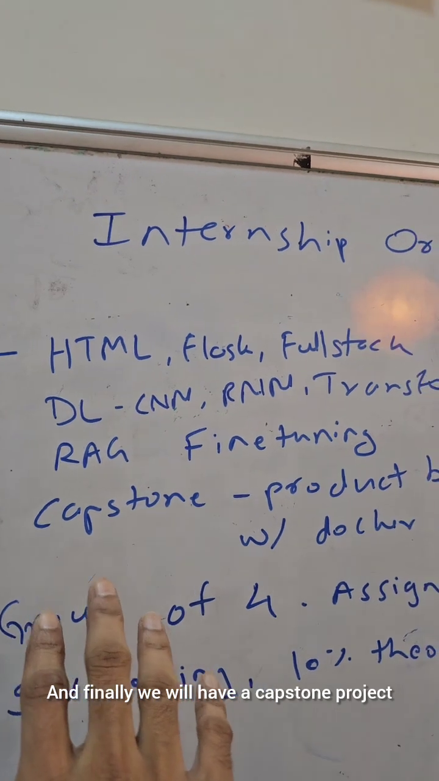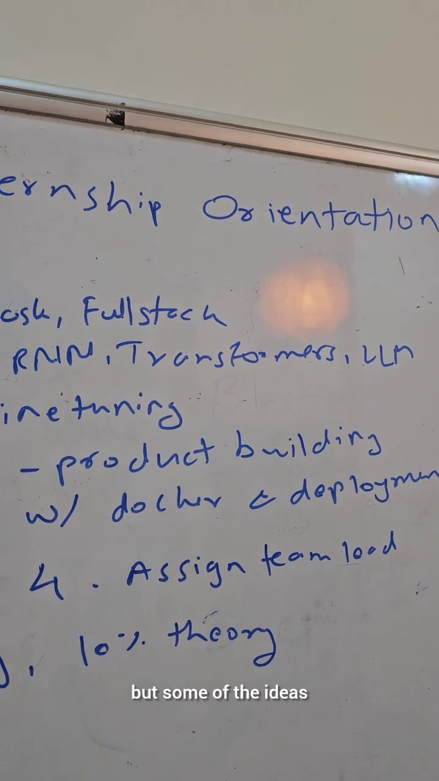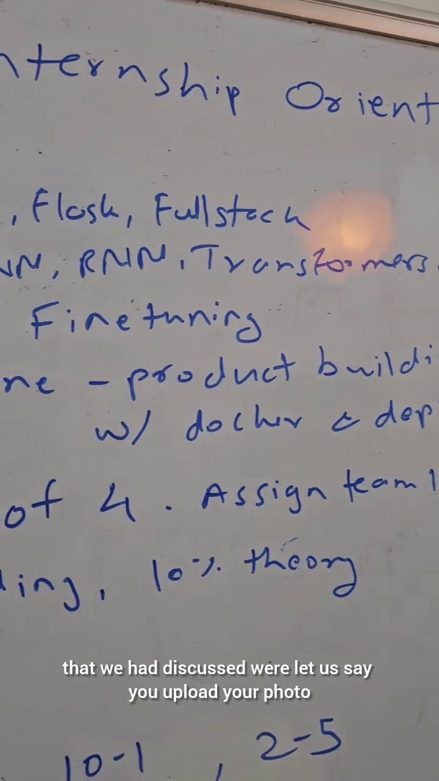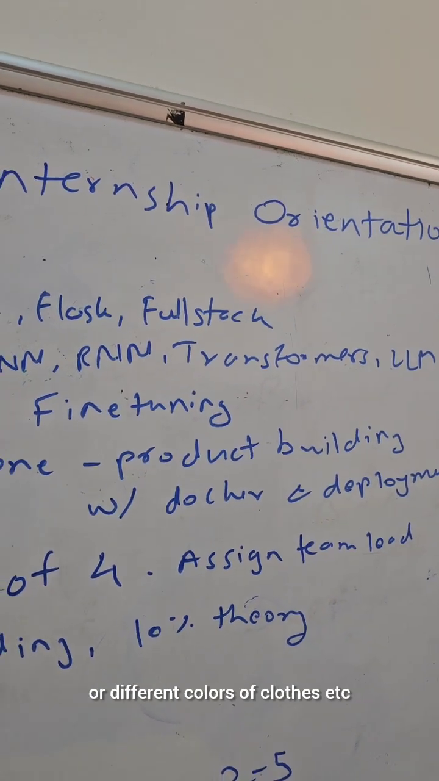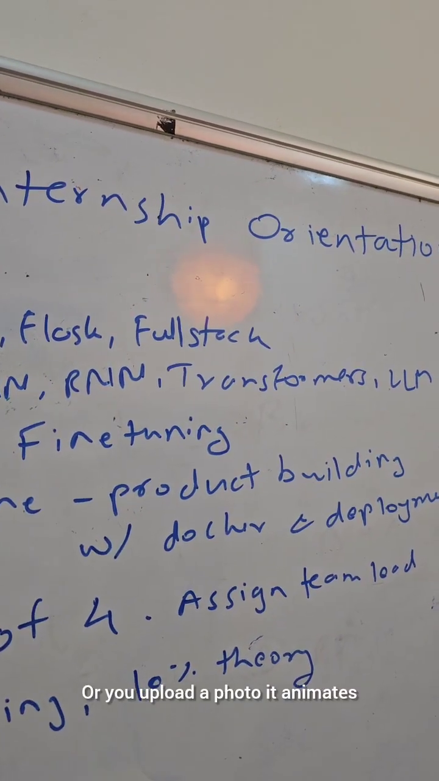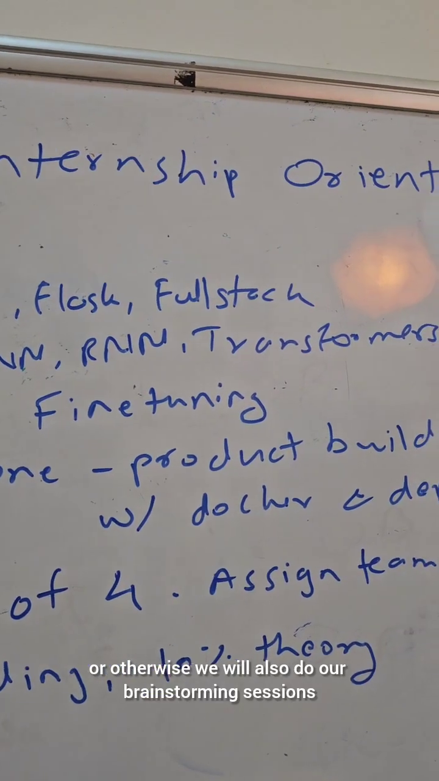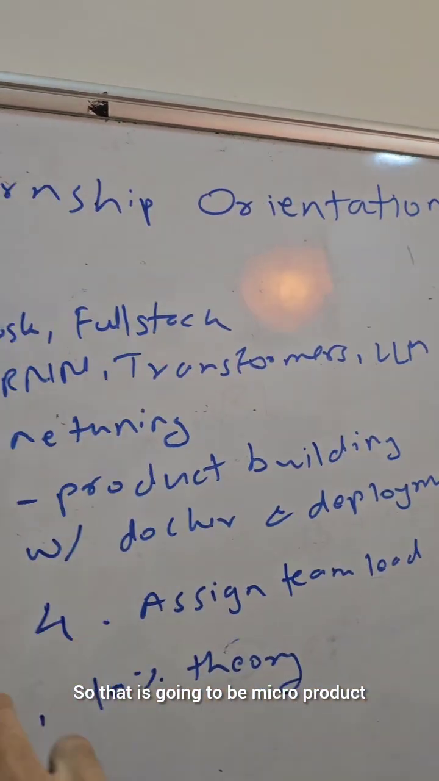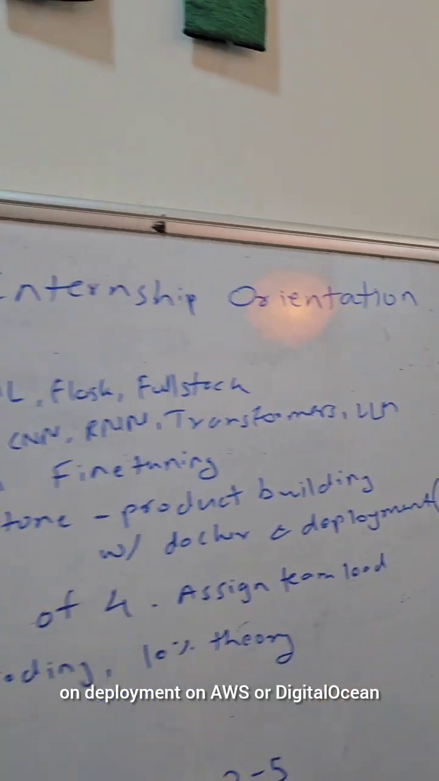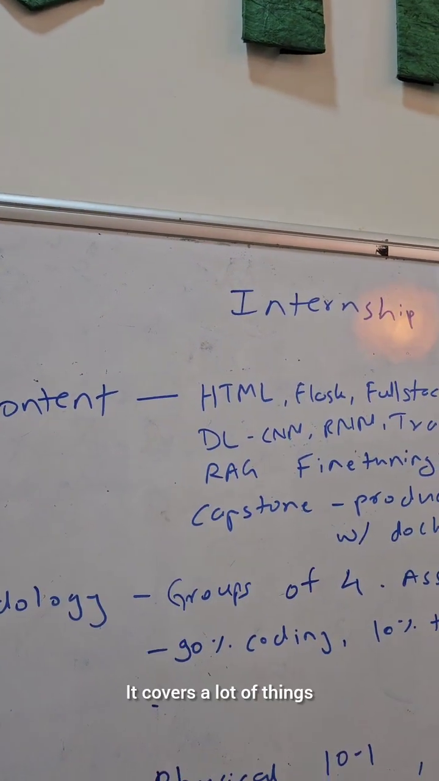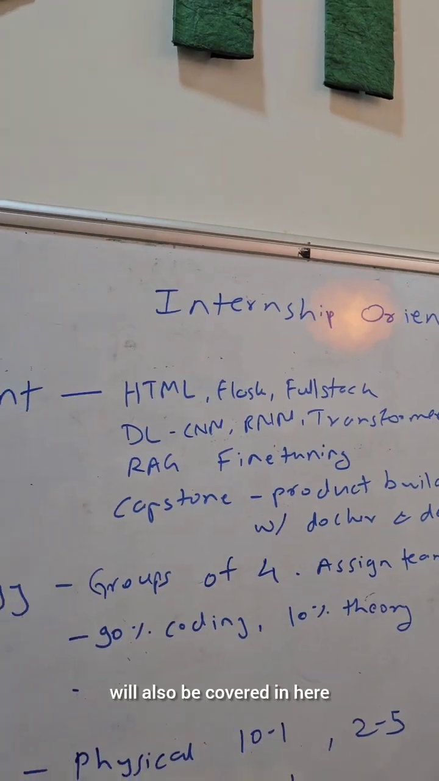And finally, we'll have a capstone project, where we'll be building a micro product. We'll need some ideas from you, but some of the ideas that we had discussed were, let's say you upload your photo and then it gives you different photos in different hairstyles or different colors of clothes, etc. Or you upload a photo, it animates. So you can come up with your small ideas, or otherwise we'll also do our brainstorming sessions. So that's going to be a micro product, and then we'll be deploying it with Docker and deployment on AWS or DigitalOcean. So that's the content we have. It covers a lot of things, and many things which are not mentioned here, like agentic AI, vibe coding, etc., will also be covered in here.